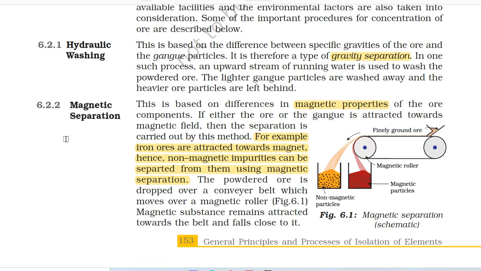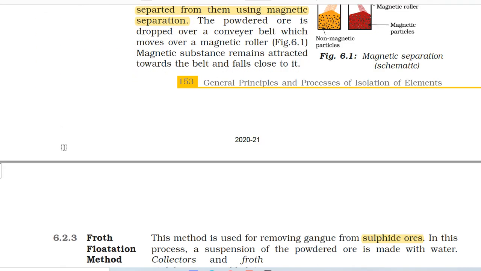6.2.2 Magnetic separation. This is based on differences in magnetic properties of the ore components. If either the ore or the gangue is attracted towards magnetic field, then the separation is carried out by this method. For example, iron ores are attracted towards magnet, hence non-magnetic impurities can be separated using magnetic separation. The powdered ore is dropped over a conveyor belt which moves over a magnetic roller. In figure 6.1, magnetic substance remains attracted towards the belt and falls close to it.